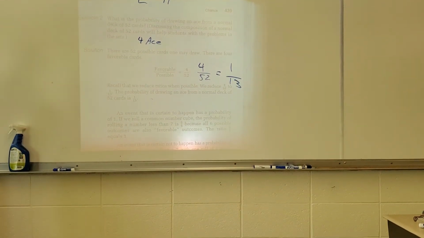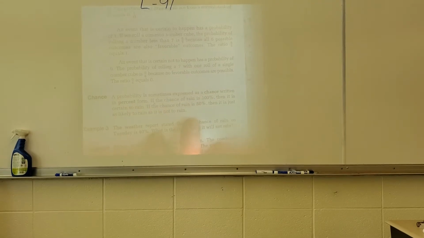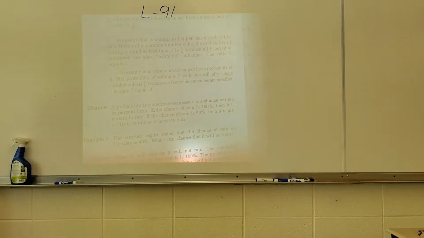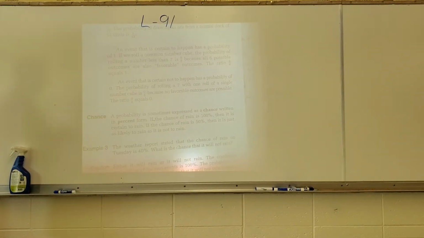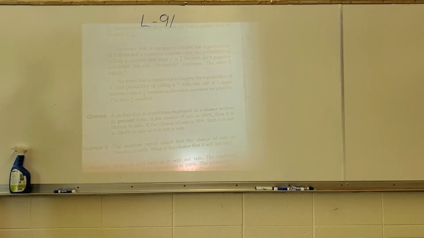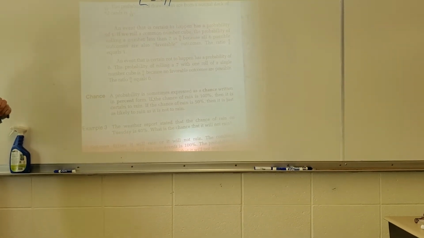Okay, now, let's slide it up. I'll clean up the board a little bit there. That is certain to happen has a probability of 1. All right, if we roll a common number cube, in other words, a dice, the possibility of rolling a number less than 7 is 6 out of 6.